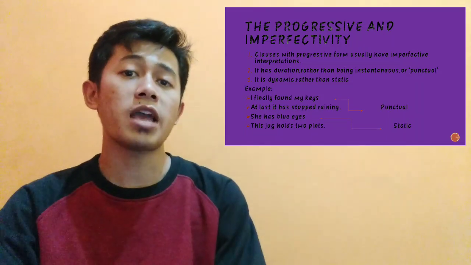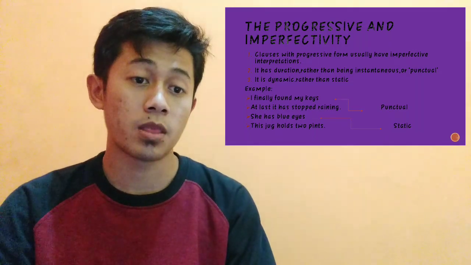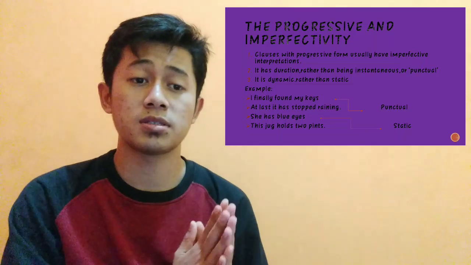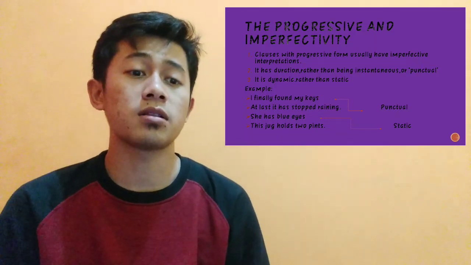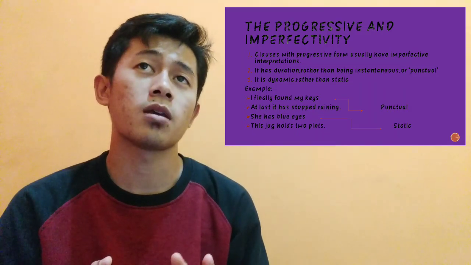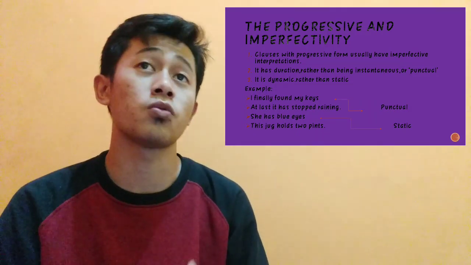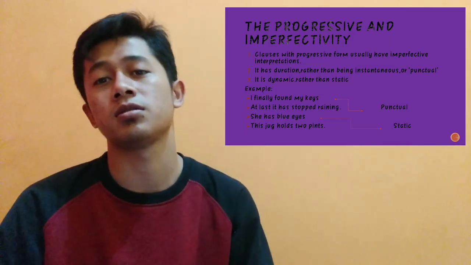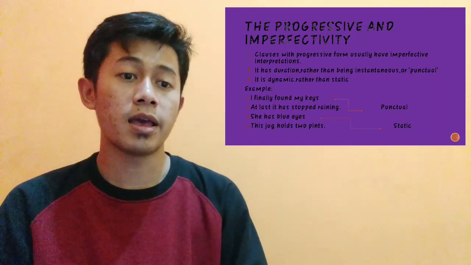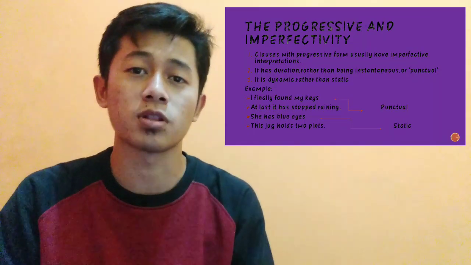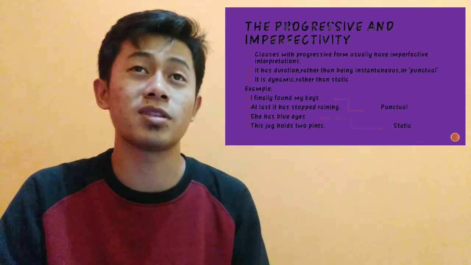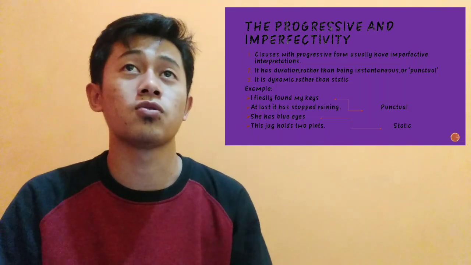The examples: I finally found my keys. And the second, at last it has stopped raining. So the first example is I finally found my keys. There is no duration to finding the keys, so nothing in progress. This is non-progressive. And the second, at last it has stopped raining. This is punctual. It has stopped. Yes, the raining has stopped. There is no progress to the rain, the rain stopped.